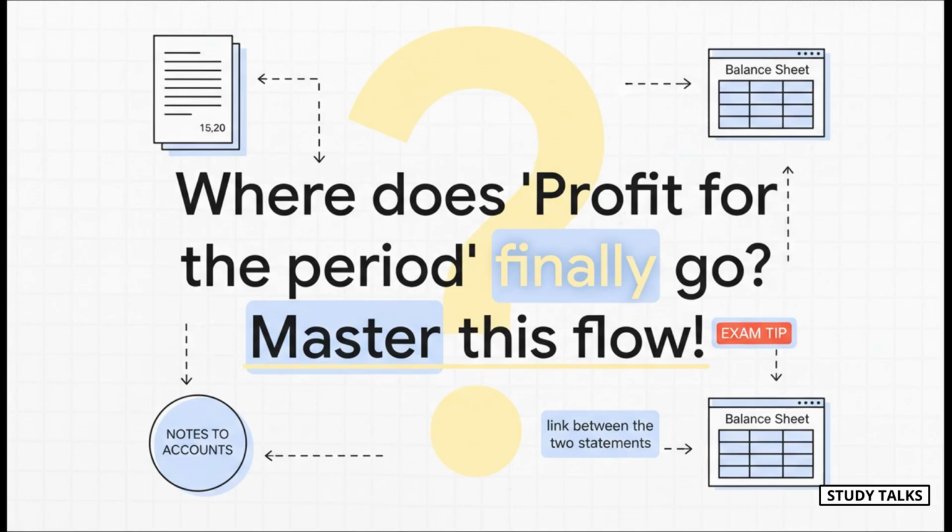The crucial thing to remember is that it doesn't just disappear. If you look at the reserves and surplus note in the Haria Chemicals solution, you'll see the whole journey. You start with the opening balance of the P&L. You add this year's profit for the period, and you get the closing balance, which then appears right on the face of the balance sheet. This flow from the bottom of your P&L through the notes to accounts and onto the balance sheet is the fundamental link between the two statements.